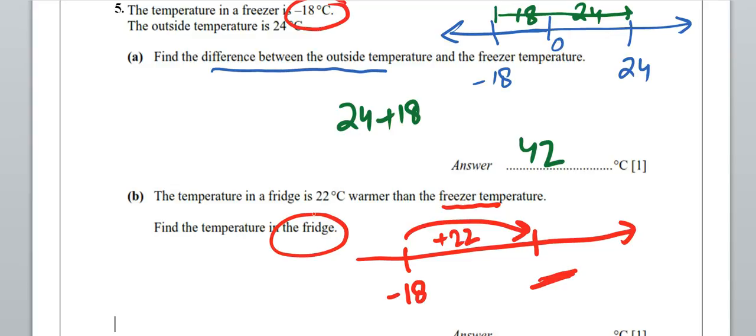So minus 18, and we have to add, we have to move up, minus 18 plus 22. So minus 18 plus 22, that will be 4. So 4 degrees centigrade will be the temperature in a fridge.